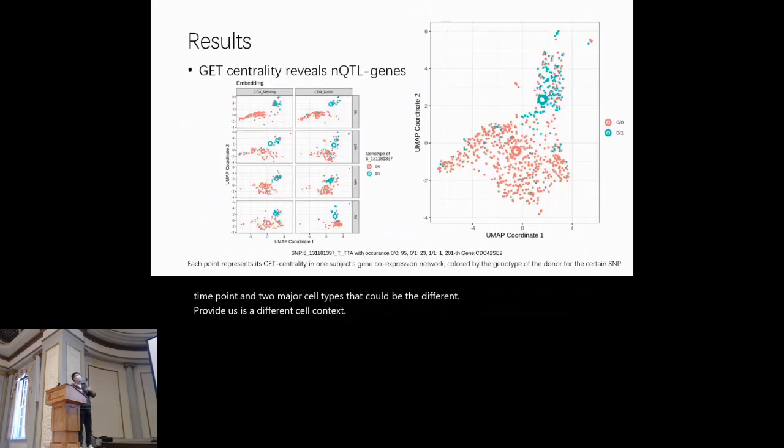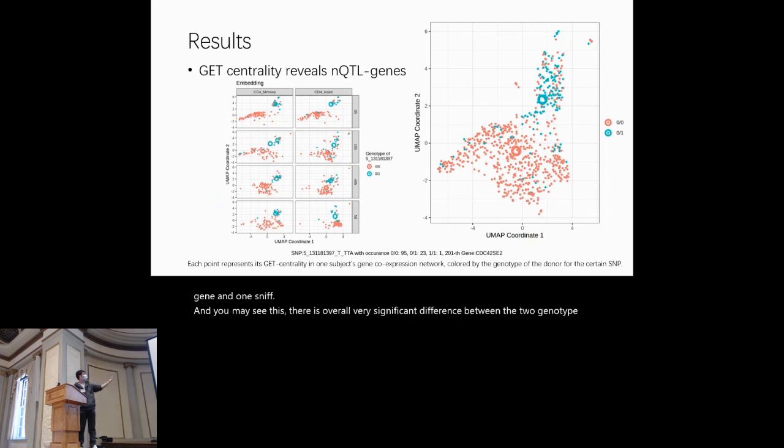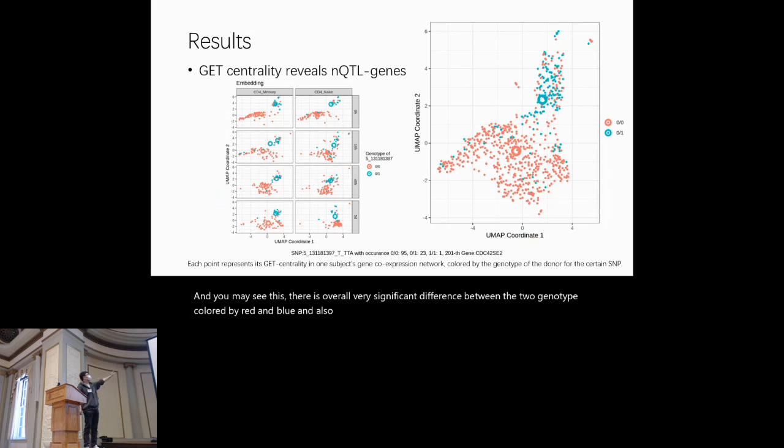So first, the GET centrality does reveal nQTL, network QTL, genes. In this UMAP, each point represents the GET centrality in one subject's gene co-expression network. Each point is a subject, colored by the genotype of the donor for a certain SNP. Here we pick one gene and one SNP, and you can see there is an overall very significant difference between the two genotypes, colored red and blue. This effect is also significant if we look at the eight different cell contexts, like different cell types at different time points after activation. So that's the first result.